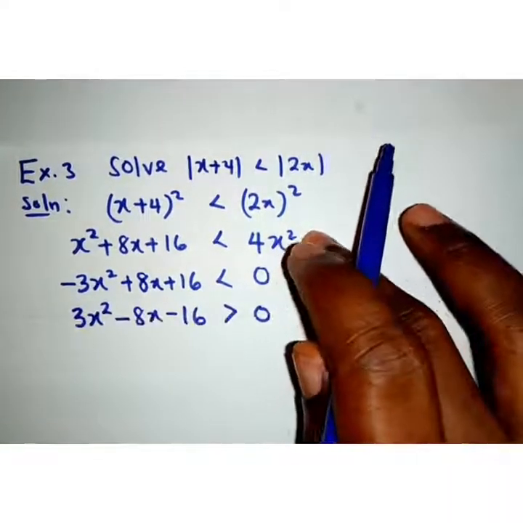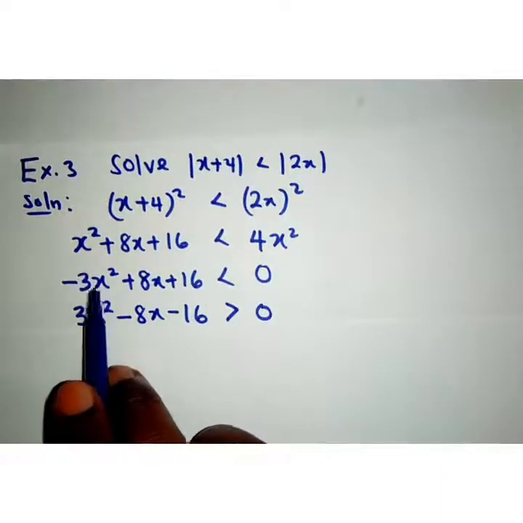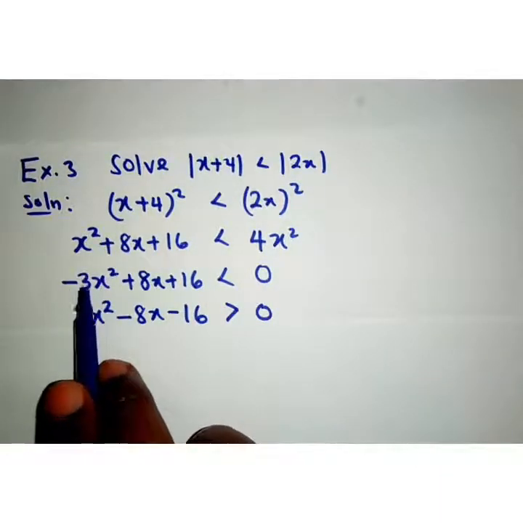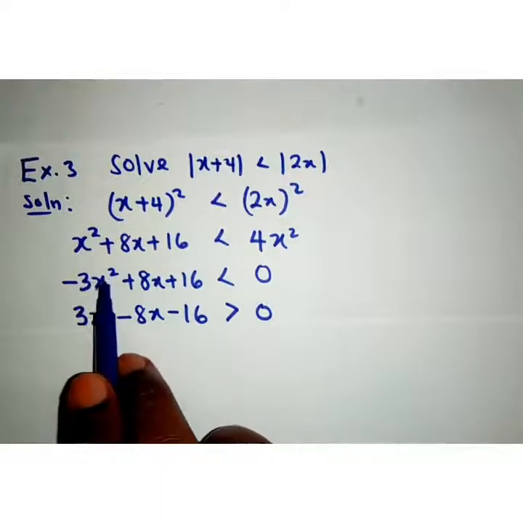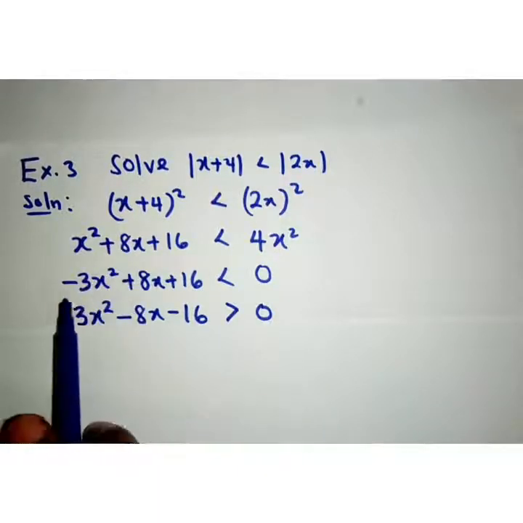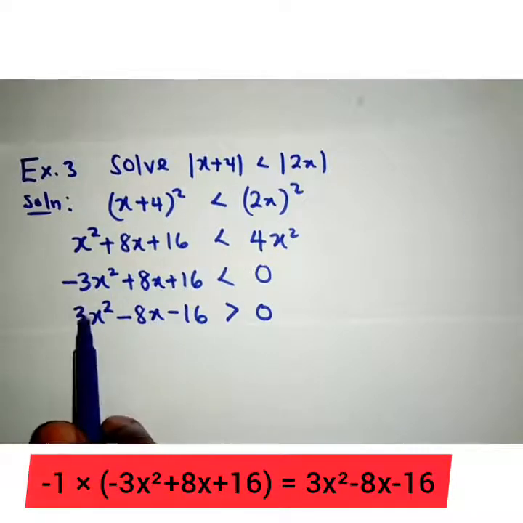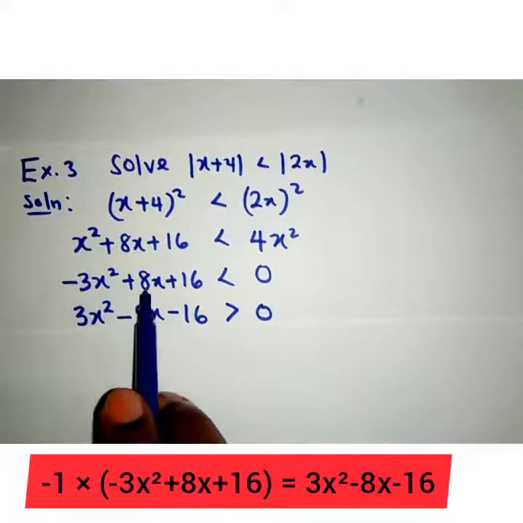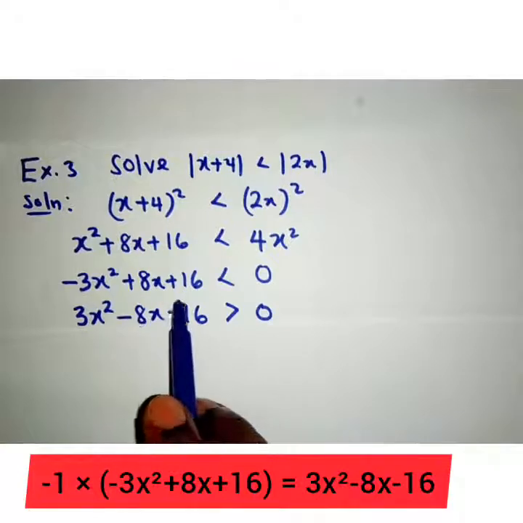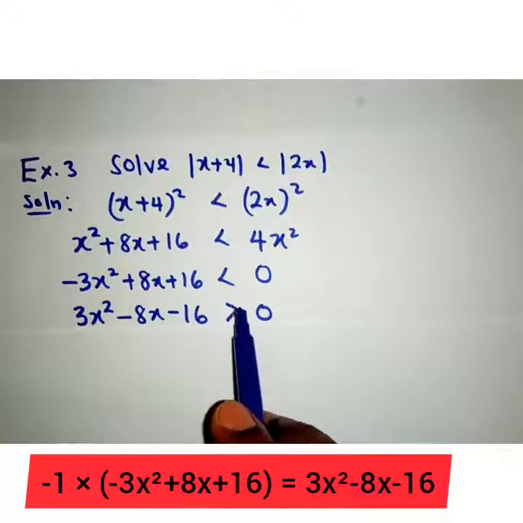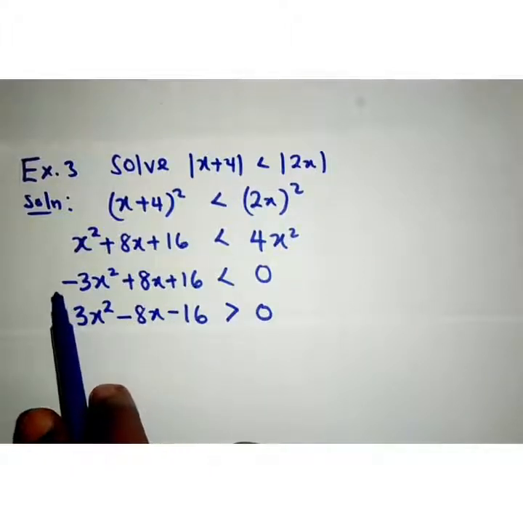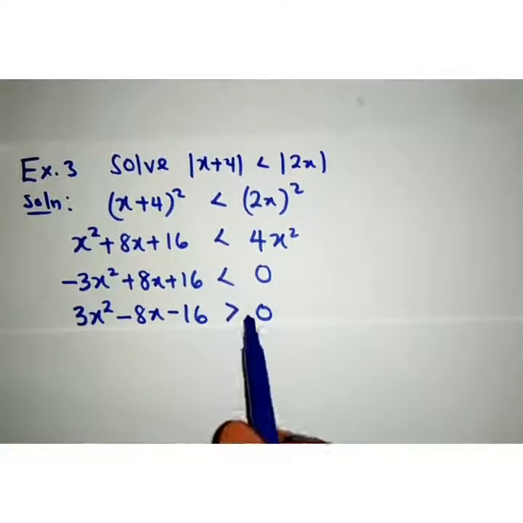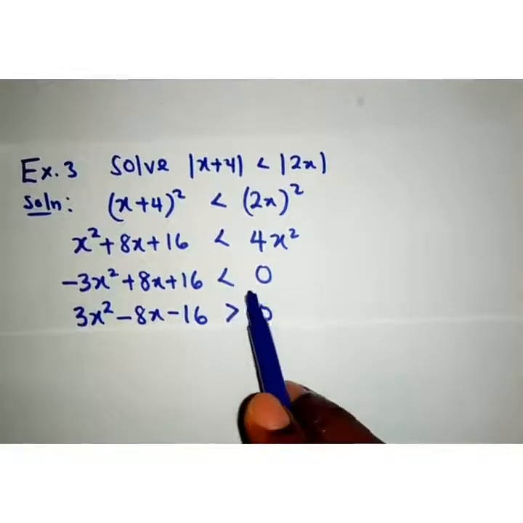And so to make our work easy, we multiply through by minus 1 so that the coefficient of x squared will be positive. So if we multiply by minus 1, we have 3x squared minus 8x minus 16 greater than 0. Recall that because we multiply by a negative number, our inequality changes sign.